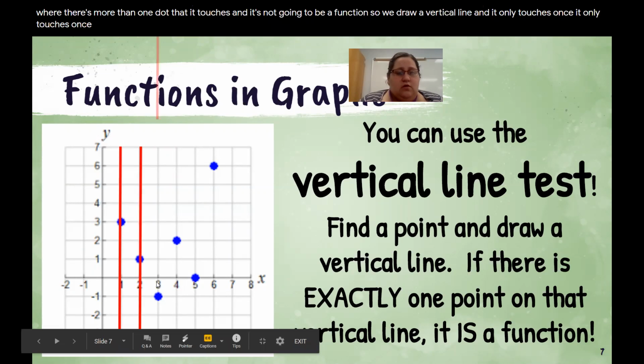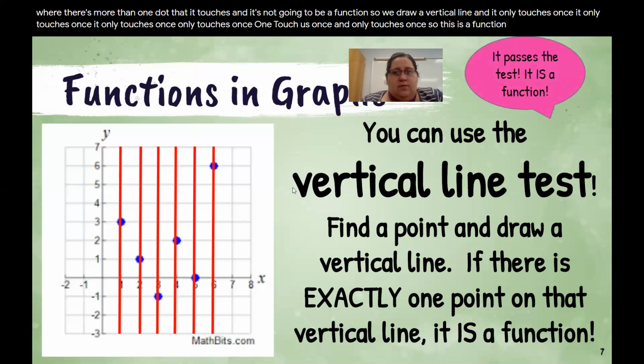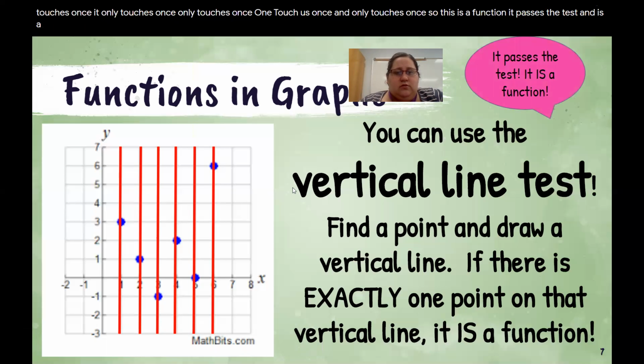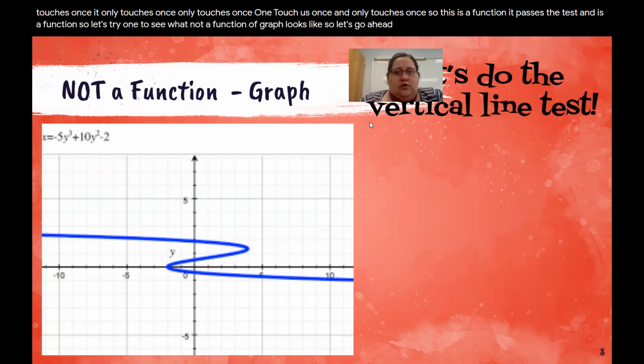So we're drawing a vertical line, and it only touches once. It only touches once, only touches once, and only touches once. So this is a function. It passes the test and is a function. So let's try one to see what not a function in a graph looks like. So let's go ahead and do the vertical line test.